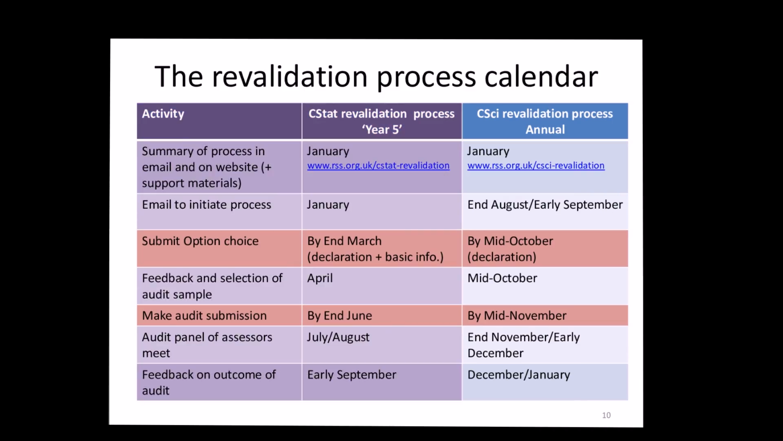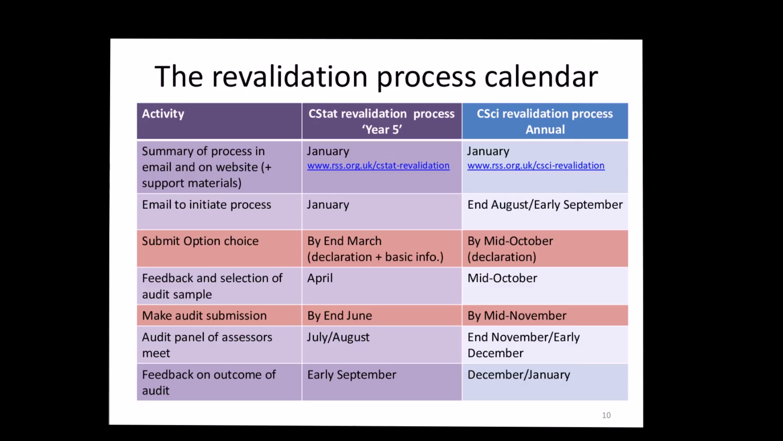So to slide 10, and this is simply a repeat of the previous slide with the CStat revalidation column highlighted. So the dates for this process are as follows. The January email not only outlined the process, but it also served to initiate the process and requested a choice of one of 3 options, option A, B, or C, and we'll talk about those in a moment. Although we give you until the end of March to respond, it is best to respond as soon as possible so that this request doesn't get lost in your to-do list.